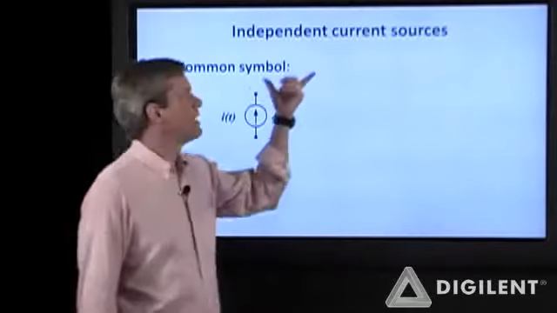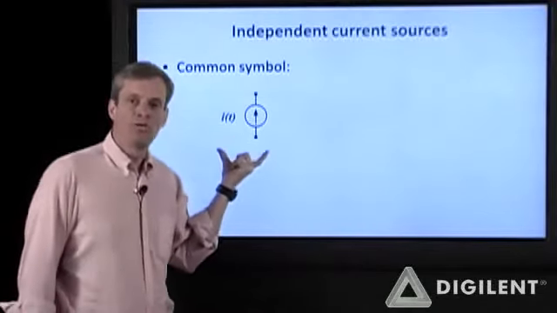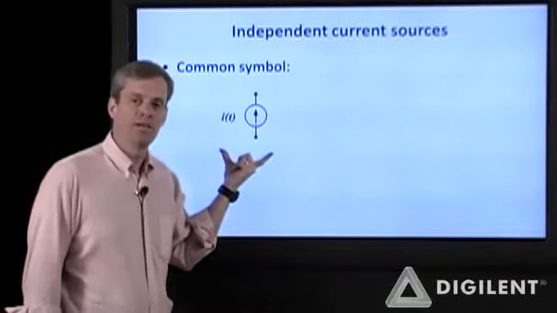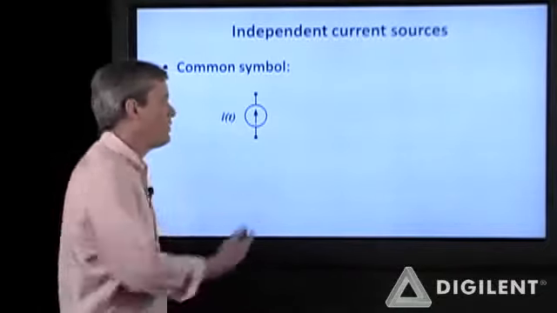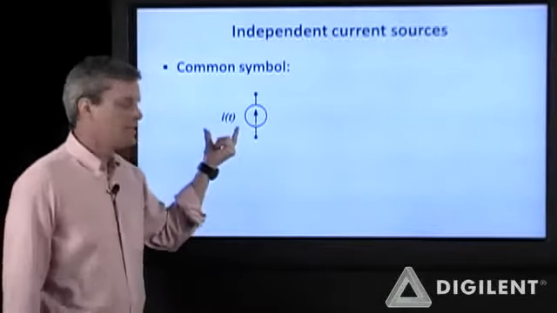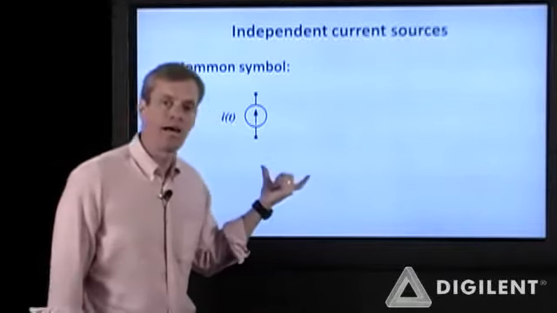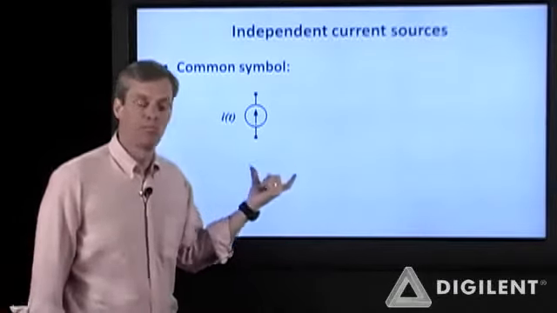Another type of power supply we'll be dealing with is independent current sources. I'll typically only use this symbol to denote an independent current source: a simple circle with an arrow in it indicating the direction of positive current. This current can be a function of time as indicated here or a constant value. I'll use the same symbol for both.